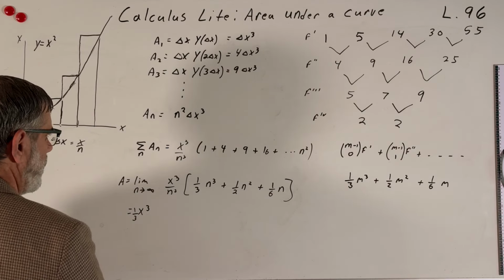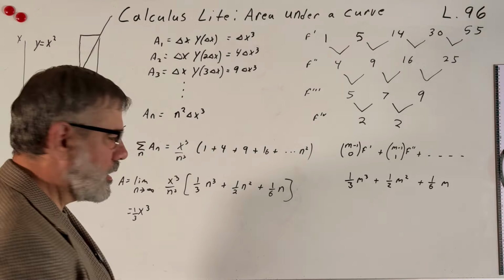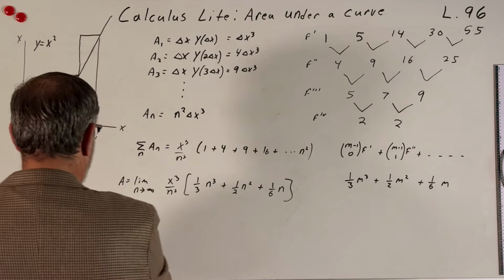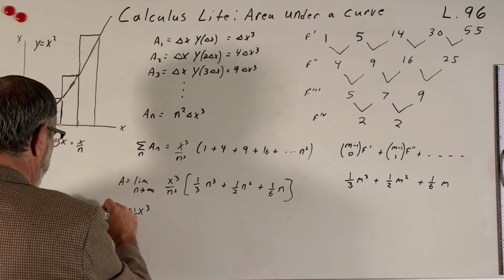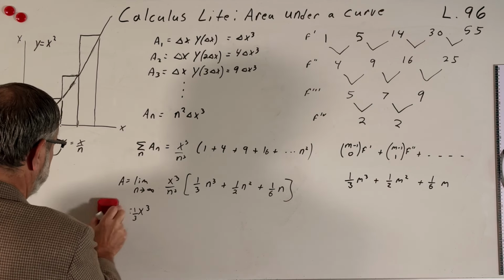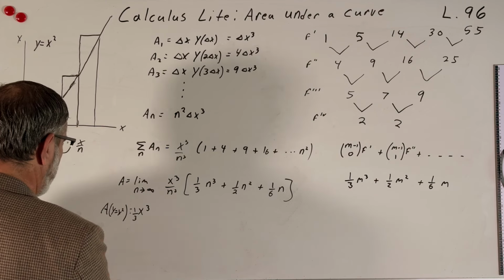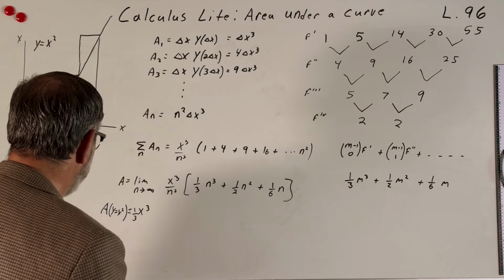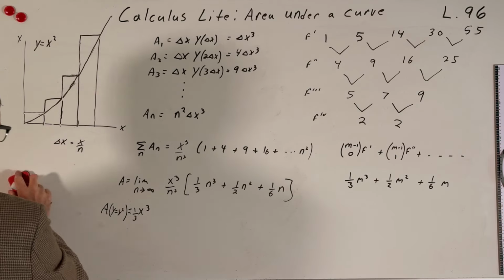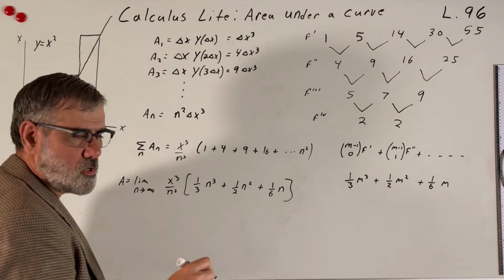If we were to look at a cubic equation next, can you guess what we would find? Well, let me just summarize where we are. I'm going to write this as the area of y equals x squared is equal to 1/3 x cubed. Let me summarize the previous two results.